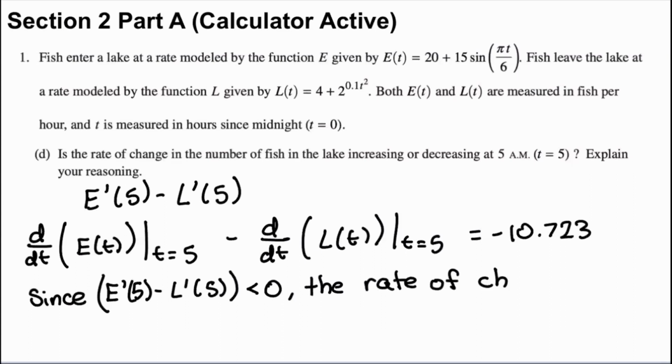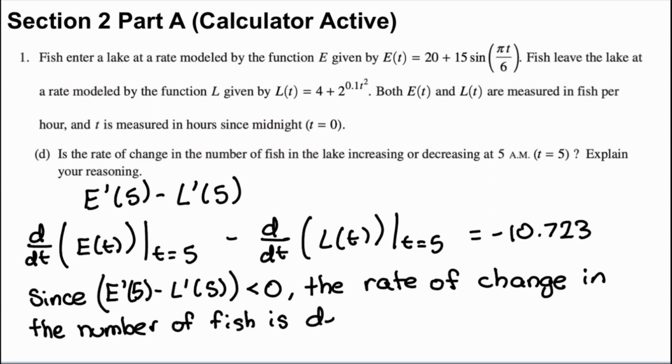I'm going to use the wording of the question one more time like I did last time. In the number of fish is decreasing. You don't need to go ham with the explanation. It could literally just be this one sentence and it would be sufficient for full credit.